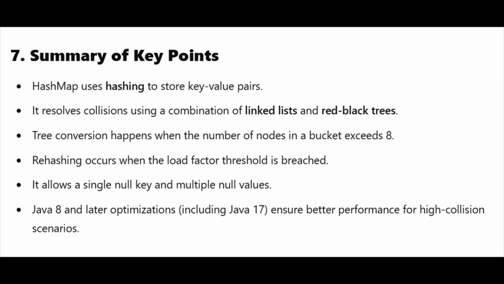7. Summary of key points. HashMap uses hashing to store key-value pairs. It resolves collisions using a combination of linked lists and red-black trees. Tree conversion happens when the number of nodes in a bucket exceeds 8. Rehashing occurs when the load factor threshold is breached. It allows a single null key and multiple null values. Java 8 and later optimizations, including Java 17, ensure better performance for high collision scenarios.